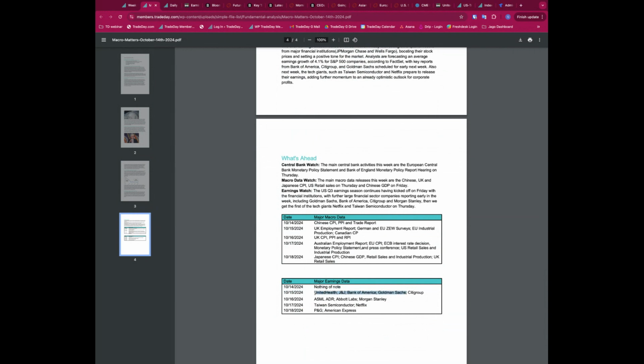We've got United Health, Johnson & Johnson, and then Bank of America, Goldman Sachs and Citigroup all on Tuesday, tomorrow, so significant tomorrow. ASML, one of the large chip makers, reports on Wednesday, and Taiwan Semiconductor on Thursday. Morgan Stanley is also on Wednesday. Of the Magnificent Seven or FANG stocks, we do have Netflix reporting on Thursday, and then to end off the week, P&G, Procter & Gamble, and American Express. So some really big names coming up as we go into earnings season.